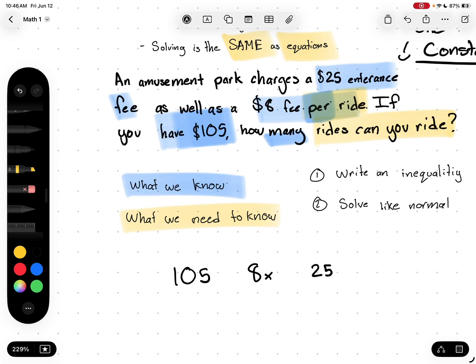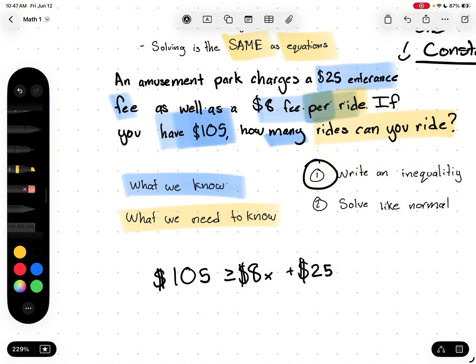We're looking for how many rides we can ride. If we have $105, we cannot go over $105, which means that our sign is going to be a greater than sign. 105 must be greater than whatever value you spend. And I added a plus because $25 plus how many ever ride money you spend has to be less than the $105 that you have. This might make it a little easier. So this is our inequality. That's what it looks like.